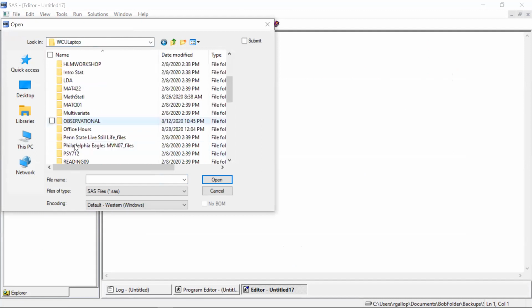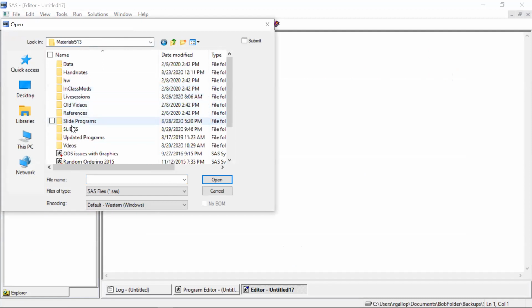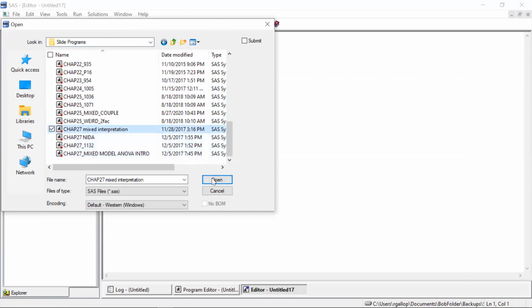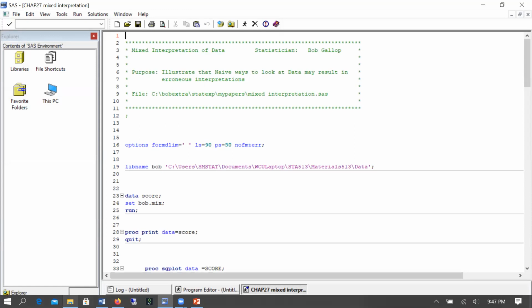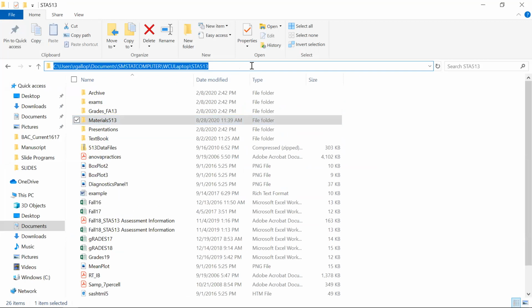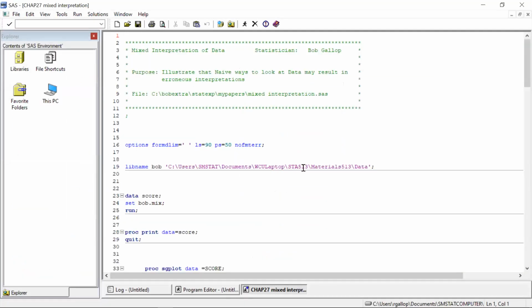And when we get right there, STA 513, get to where you guys are at. And we're right here at this chapter 27 mixed interpretation. Let me just make sure I get the path all set real quick for my updated laptop. And when I go right here, this should get me to where we need to go. So I'm going to go ahead and load this data up.